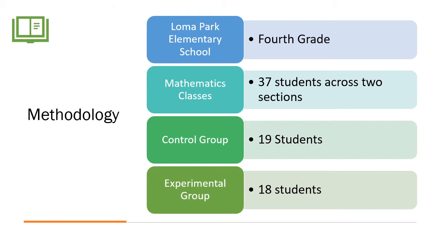Loma Park Elementary School, 4th grade mathematics classes, 37 students across 2 sections. The control group included 19 students in total. In my first class, there were 8 students. In my second class, there were 11 students in the control group. In the experimental group, there were 7 students in my first class and 11 students in my second class.